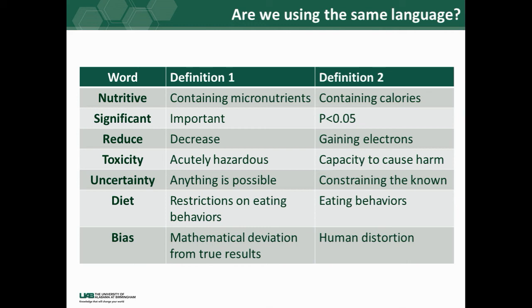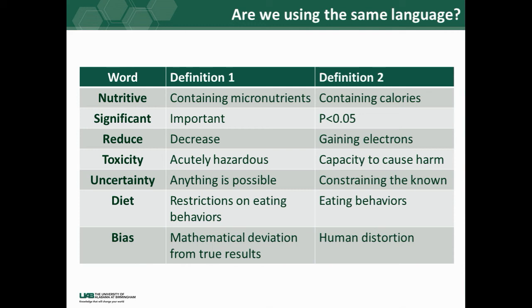And similarly, with some of these other examples, people use significant to mean important, but me personally, I spend so much time reading the research that when I see significant, often people mean it has a p-value less than 0.05. For reducing, you can either use it as decreasing or actually a chemical process. Toxicity, people use that to mean that it's acutely hazardous, this food is toxic. Whereas there's more of a toxicological definition of a generalized capacity to cause harm.